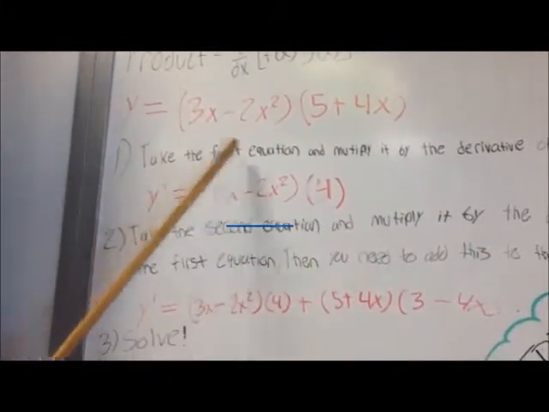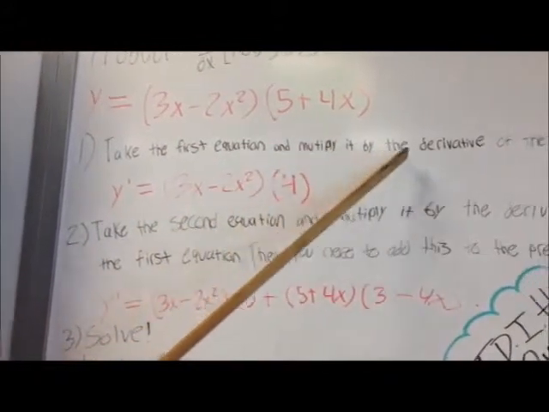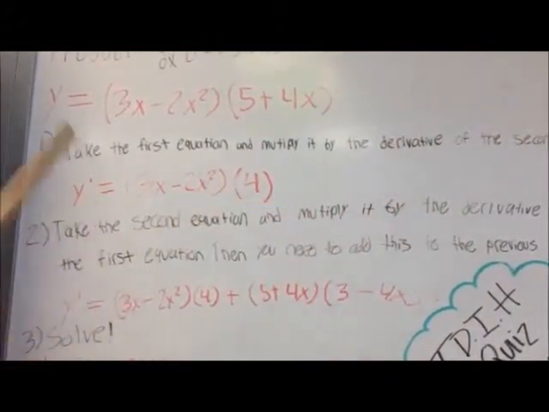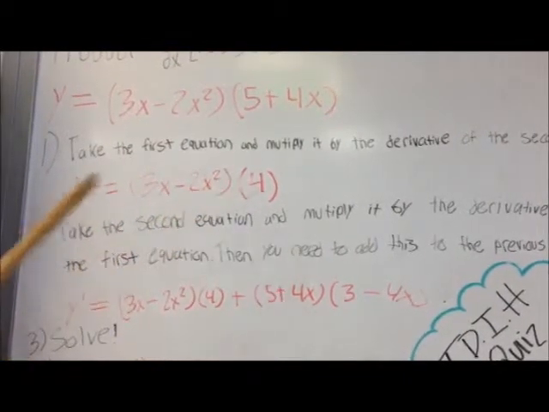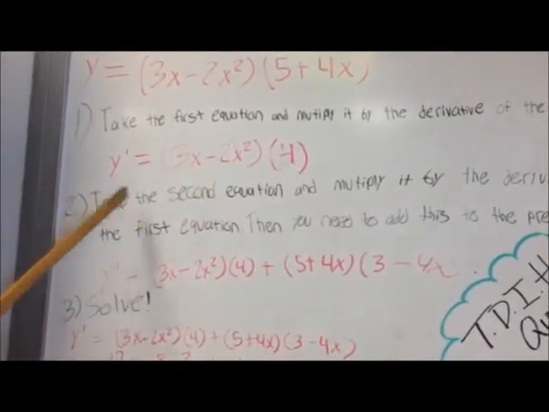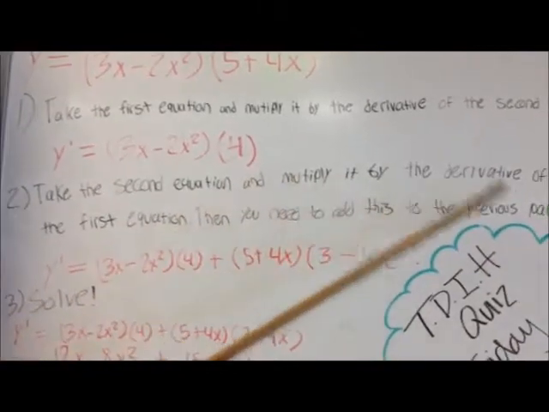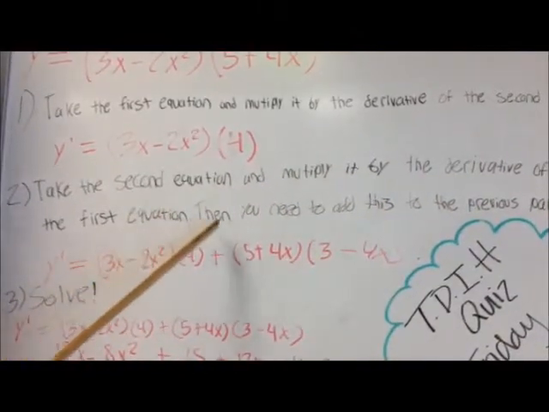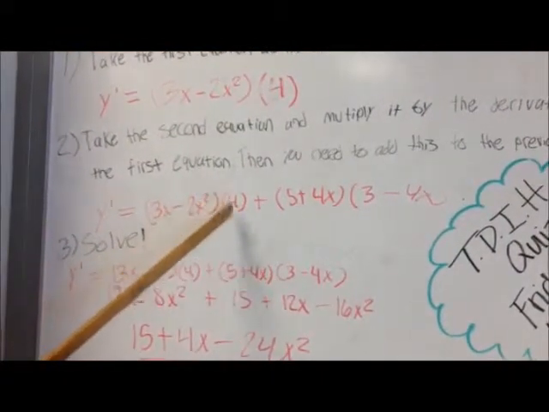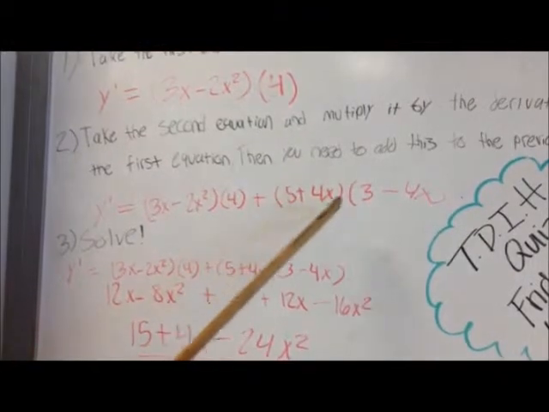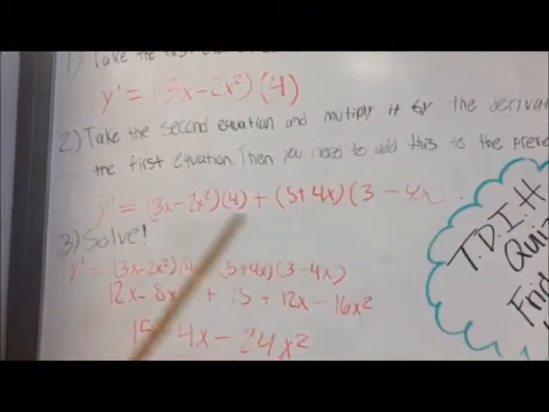First, you want to take the first equation and multiply it by the derivative of the second equation. And then you have 3x minus 2x squared times 4. Next, you want to take the second equation and multiply it by the derivative of the first equation. Then you need to add this to the previous part. So you have 3x minus 2x squared times 4 plus 5 plus 4x times 3 minus 4x.